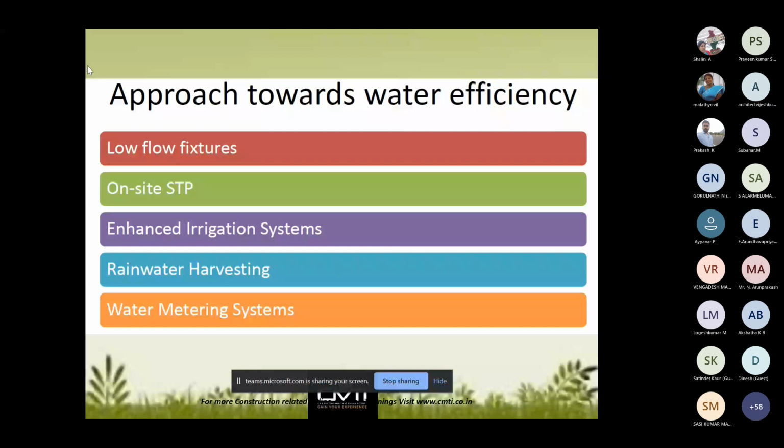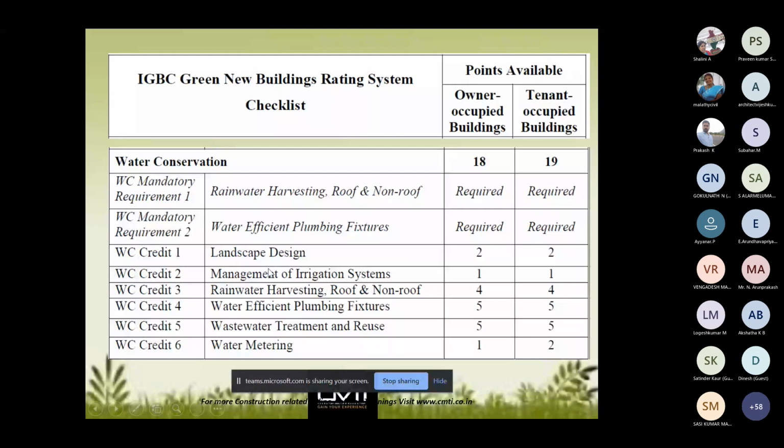Here you can see the rainwater harvesting system, roof and non-roof. It is a mandatory requirement. A few things are mandatory, and others you can utilize based on your certification criteria. Here, two things are mandatory: the rainwater harvesting system for roof and non-roof areas, and water efficient plumbing fixtures. The rest, landscape design and management of the irrigation system, depend on how much you are scoring. Based on that, you will get the marks.